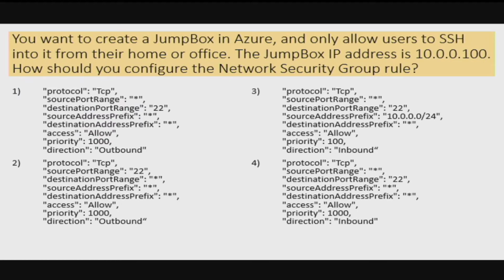This one is, let's say you create a jump box in Azure, and only allow users to SSH into it from their home or office. The jump box private IP is 10.0.0.100. How should you configure the network security group rule? For these types of questions, what I try to do is look for things to disqualify an answer right away. So in answers 1 and 2, we see the direction is outbound, but we're talking about inbound, right? So now we're between 3 and 4. If you look at 3, it says source address prefix. That's saying where I will allow traffic from, but that's an internal IP address range, right? So the answer is 4.